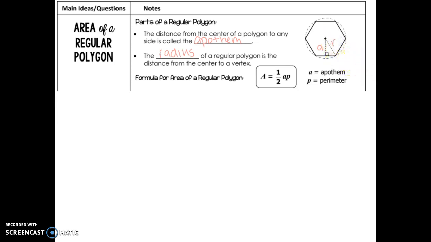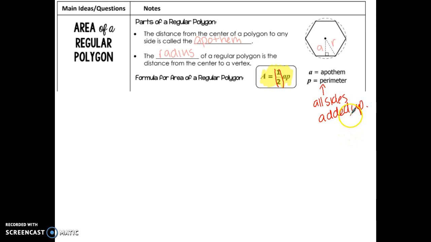And when we're actually given both of these things, we have a very simple equation: A is equal to 1/2 a times p, so your apothem multiplied by your perimeter. Our perimeter is all sides added up, in case you forgot.